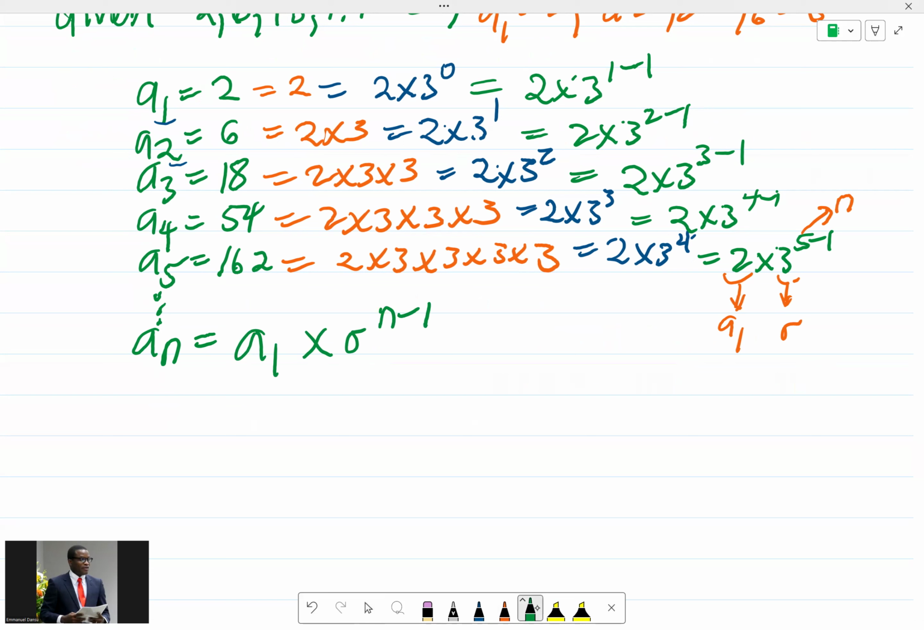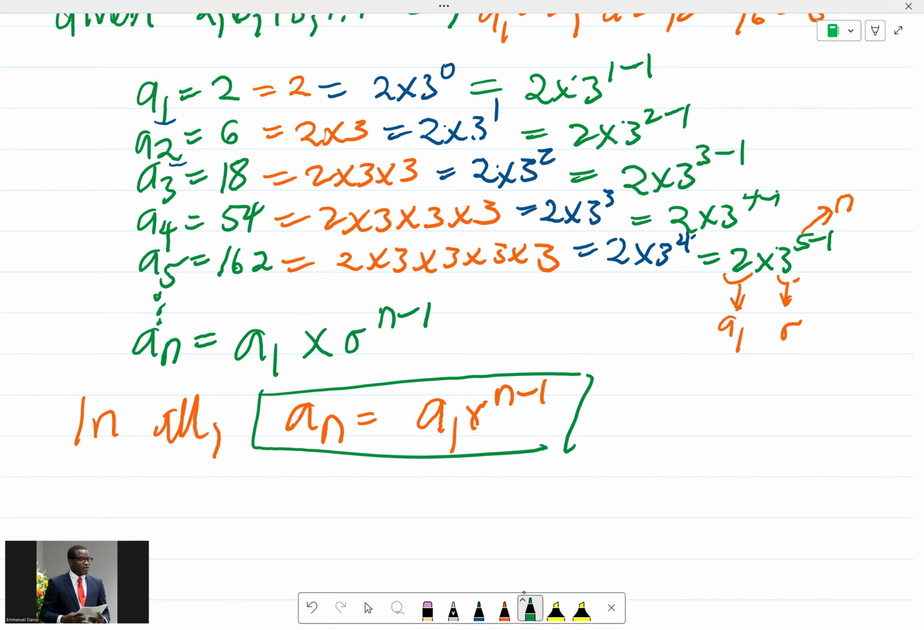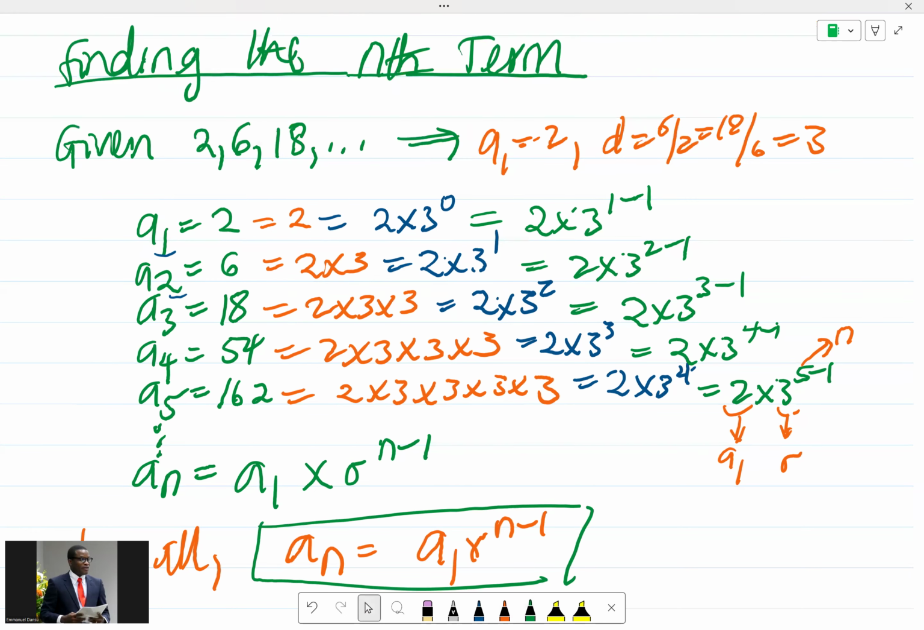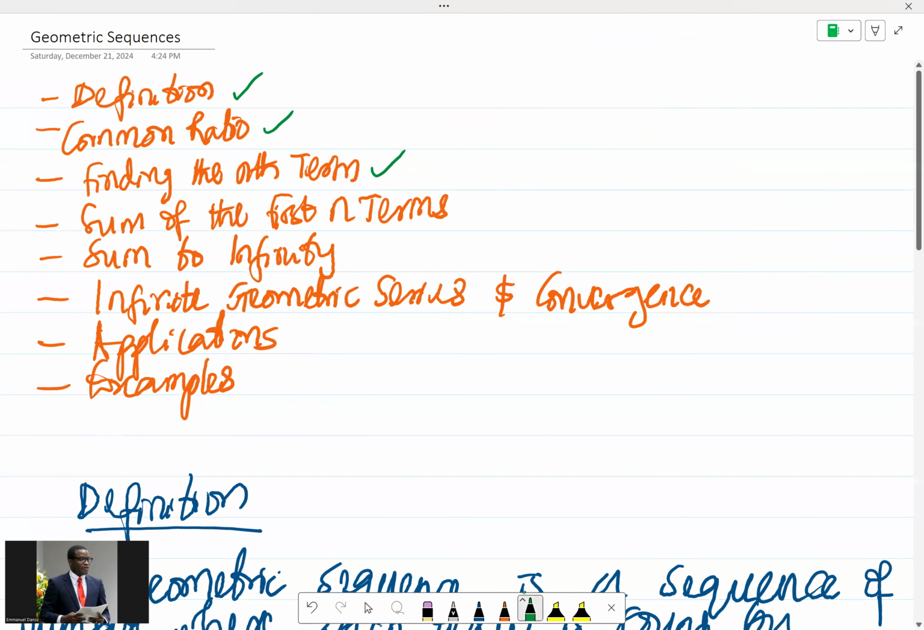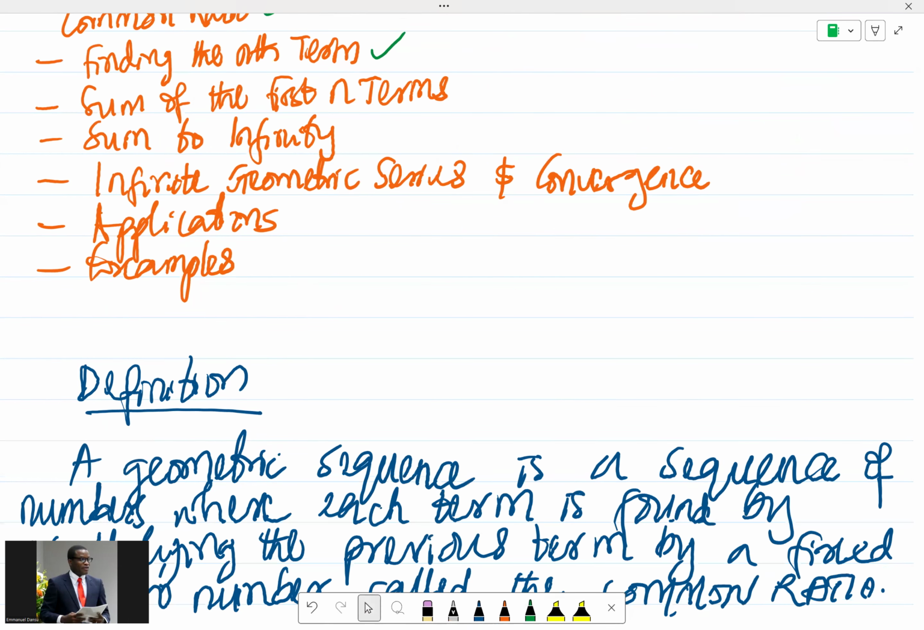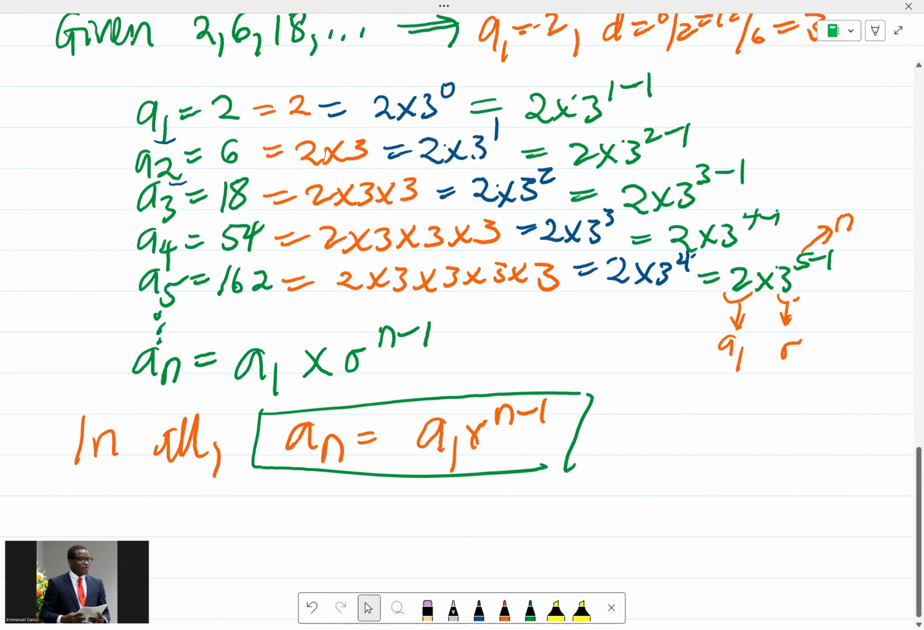All right. So we can emphasize that in all, the nth term an is actually a1 r raised to power n minus 1. And this becomes the formula with which you can obtain the nth term of a geometric sequence. Okay, so now we have found the nth term. So the next thing we are going to do is to find the sum of the first n terms.